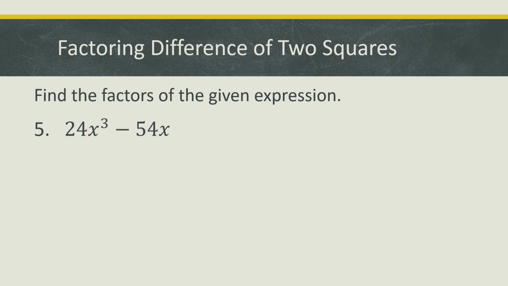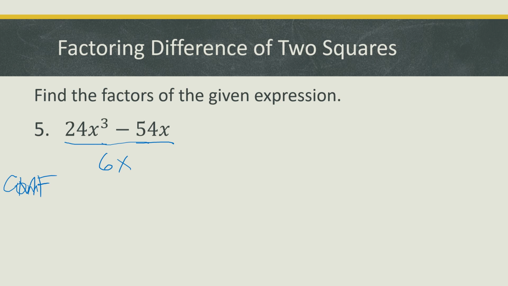Another example, find the factors of 24x cubed minus 54x. So the first thing that we will do with this is to check if the two terms are perfect squares. 24x cubed is not a perfect square. 54x is also not a perfect square. So therefore, we need to get a common monomial factor. A common monomial factor that may lead you to a difference of two squares is 6x. The 24 can be divided by 6 and x cubed can be divided by x.